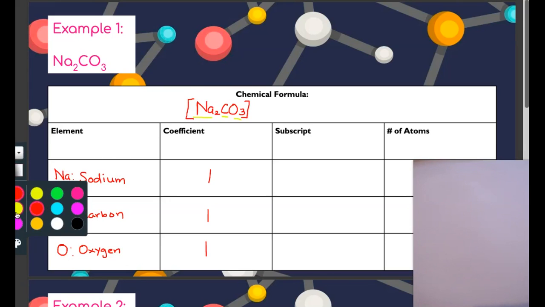Now we simply need to determine the subscript for each of the elements that we have present. So first we want to look at sodium. We know that the subscript is the small number that comes after the symbol. For sodium, that number is 2.